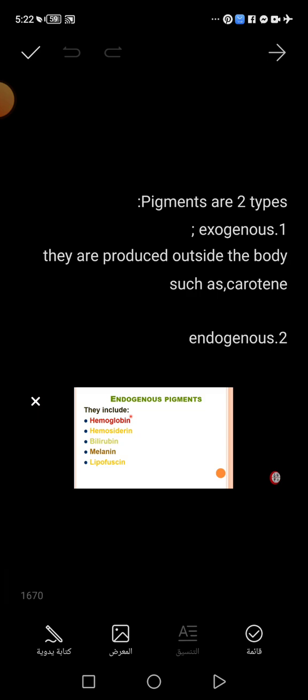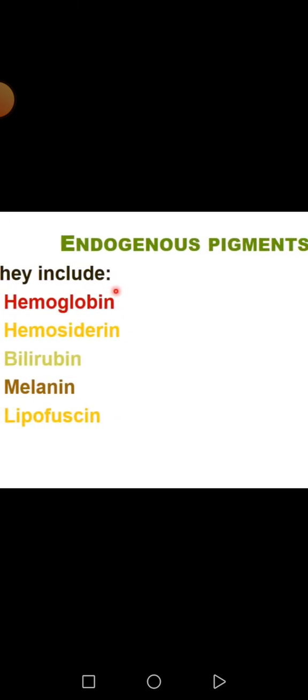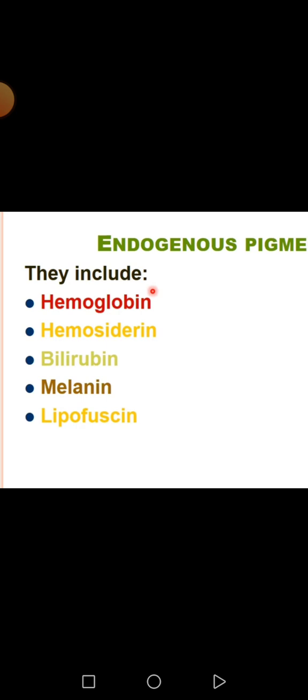Some skin may appear yellowish because of the carotene. This is called carotenemia. What is carotenemia? High levels of carotene in the blood. It's normal, non-pathogenic. But there are other types of pigment that are endogenous. It means they are produced inside our body, as we see here. They include the endogenous pigments: hemoglobin, hemosiderin, bilirubin, melanin, and lipofuscin.